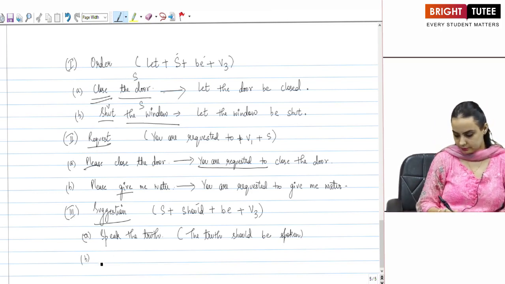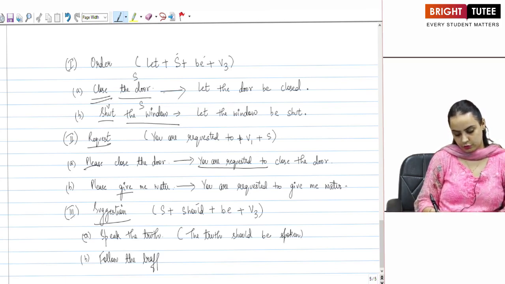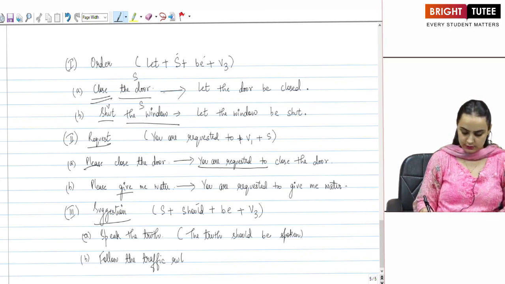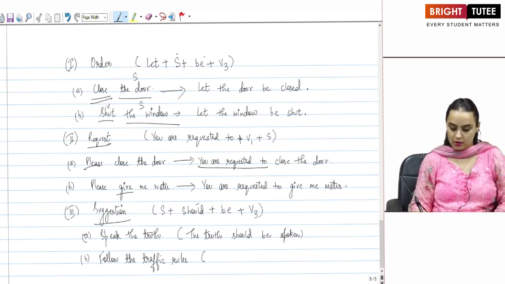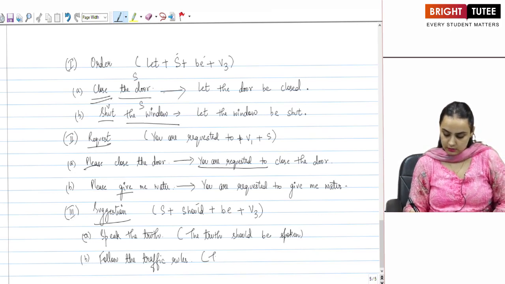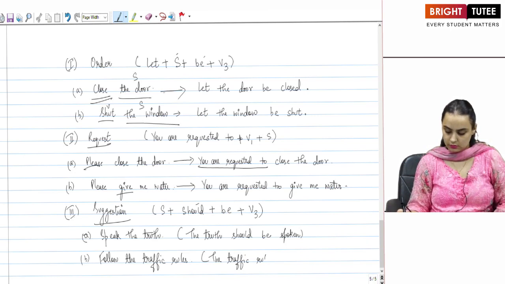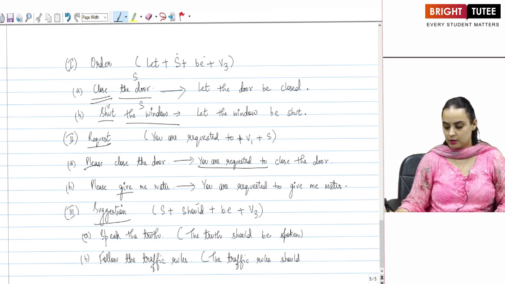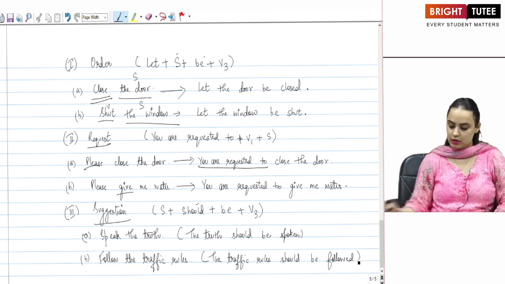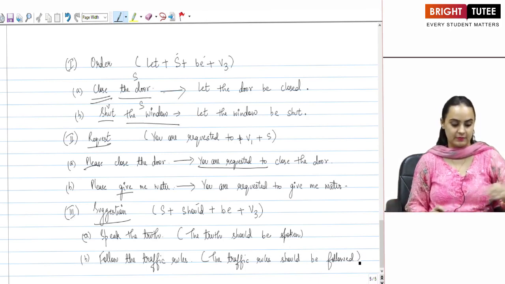Next, follow the traffic rules. Okay? What is my subject? The traffic rules. Should be, and follow changes to followed. So the traffic rules should be followed.